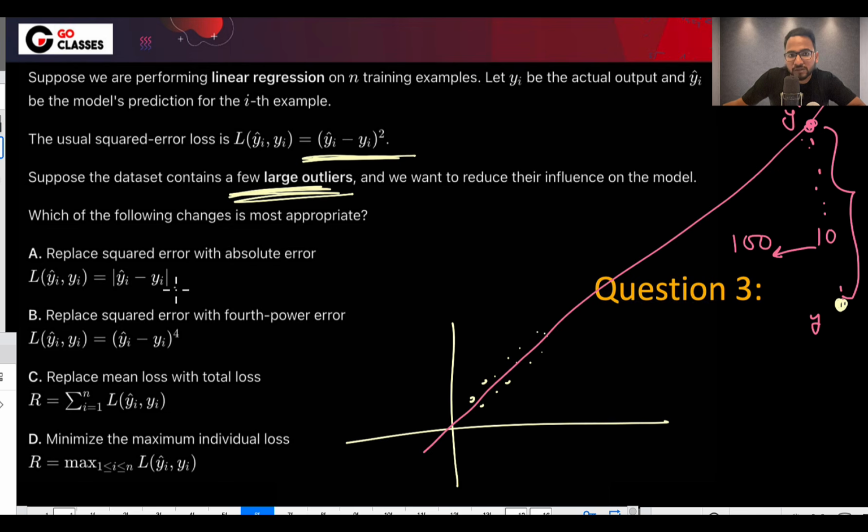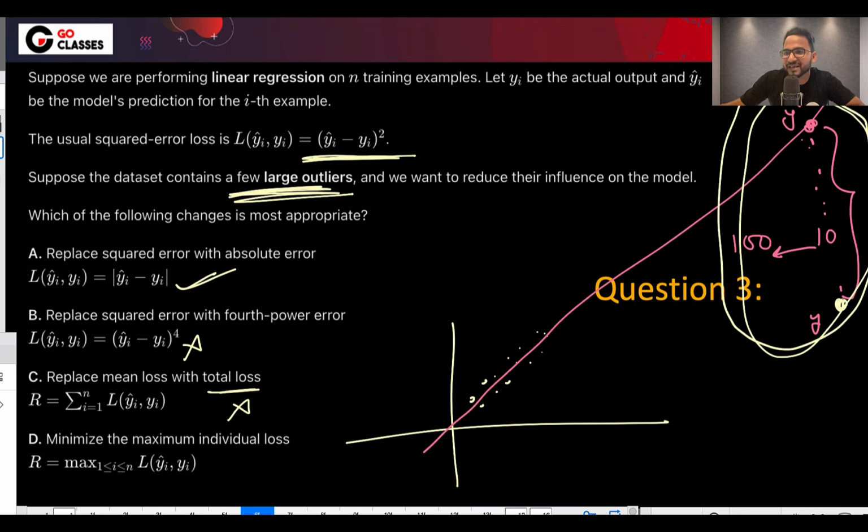Instead of that, we can use the absolute loss. This is fine. Obviously power 4 is not good. Replace mean loss with total loss. It doesn't matter whether you are dividing by n or not; mean means divide by n, total loss means don't divide by n. It doesn't make any difference, so this is wrong. Now they are saying minimize the maximum individual loss, which means you only focus on the outliers. This is basically rubbish, so this is also not good.